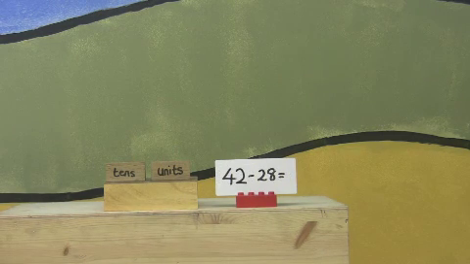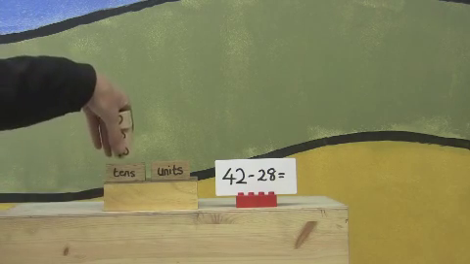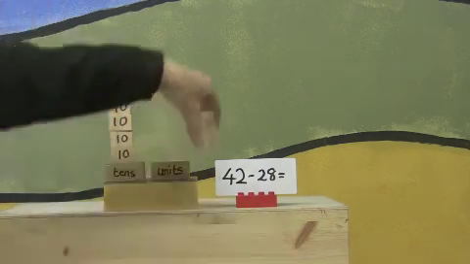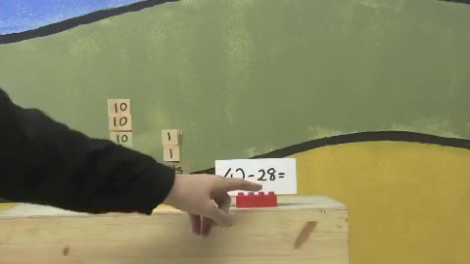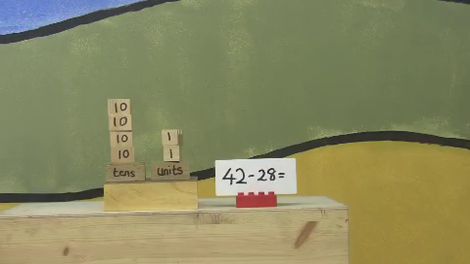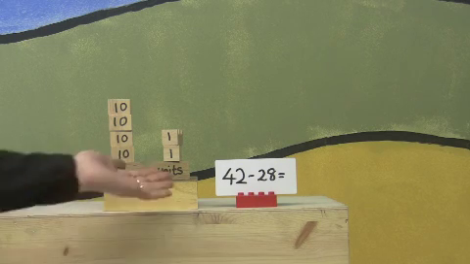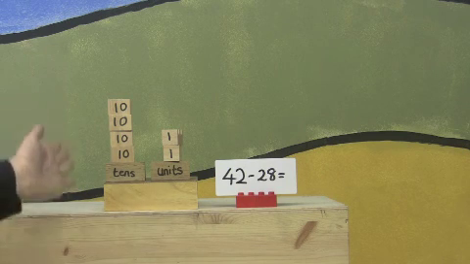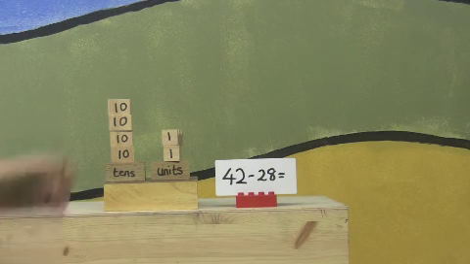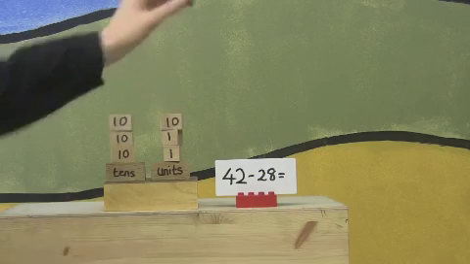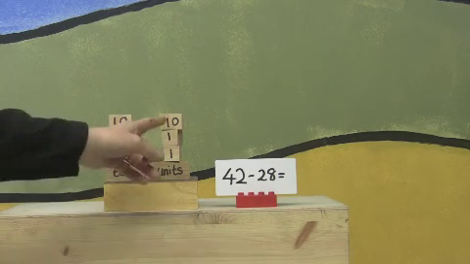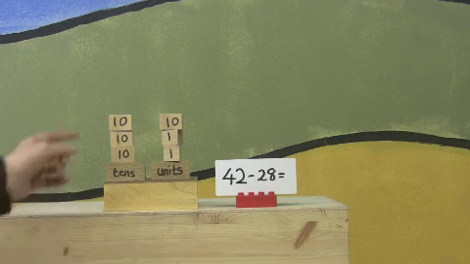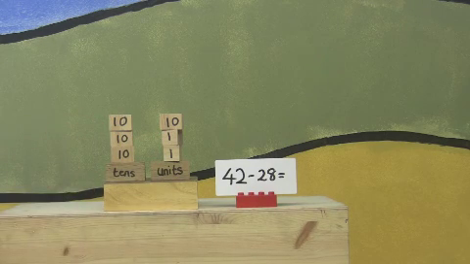42 take away 28. So let's make 42 with 4 tens and 2 units. And we'll take away 28. Straight away I see I can't take 8 units away from 2 units. But I do have a big pile of tens here, so let's borrow 1. Move the 10 across into the units, and now we can see I have 12 units. And I've used a 10, so I have 3 tens.